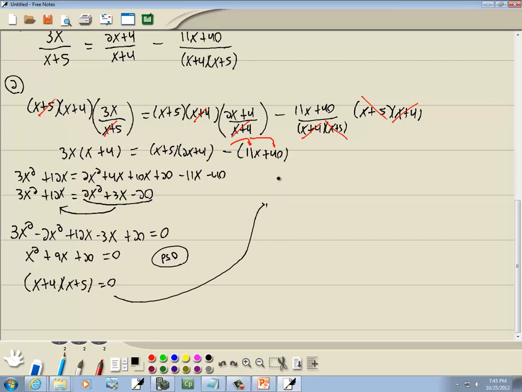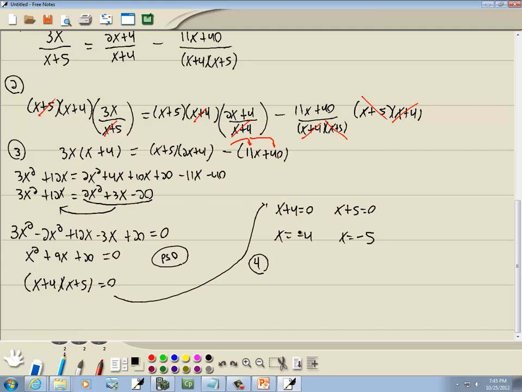Now, zero factor property says you get 0 on one side and you factor the other side, you set each factor equal to 0. So I'm going to set x plus 4 equal to 0 and x plus 5 equal to 0. And we get negative 4 and we get negative 5. Somewhere I started solving for x, that was step 3. Okay, there you go.